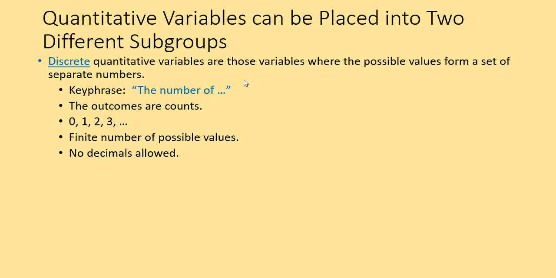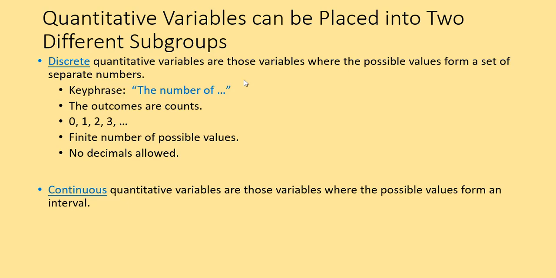For example, outcomes that are counts, the number of siblings you have. These are quantitative, but they're discrete, meaning you cannot have decimals and fractions. For example, if I ask you how many siblings you have, you might say 2, 3, or 1. You're not going to say 1.5, right? So the outcomes are counts, 0, 1, 2, 3, they're whole numbers, finite numbers of possible values, and no decimals or fractions allowed.